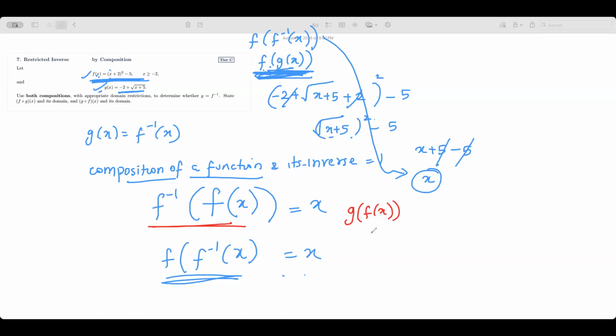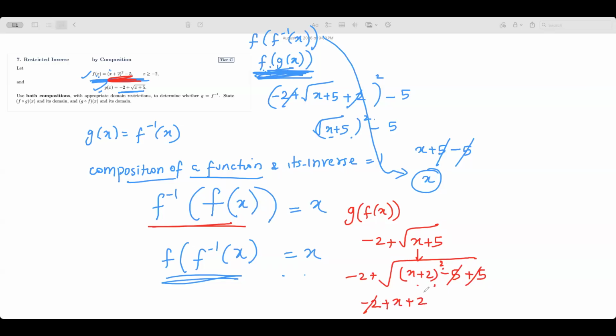G of x is what? Minus 2 plus square root of x plus 5. But instead of x, I'm going to substitute this one. So x plus 2 the whole square minus 5, plus 5, within the square root. What happens? 5 gone. X plus 2 the whole square when square rooted will be x plus 2, minus 2. This and this get cancelled. X. Do you see? So here f inverse of f of x is also equal to x. It's a universal law. Composition of a function and its inverse is always equal to x.